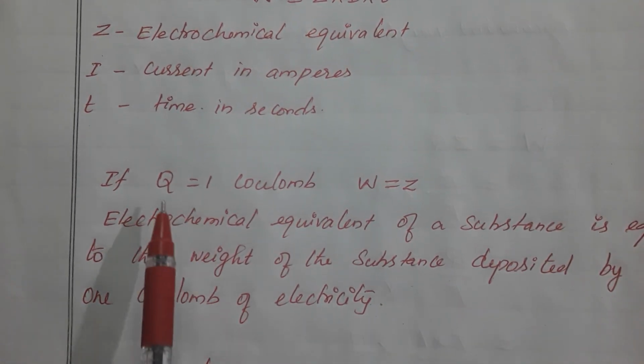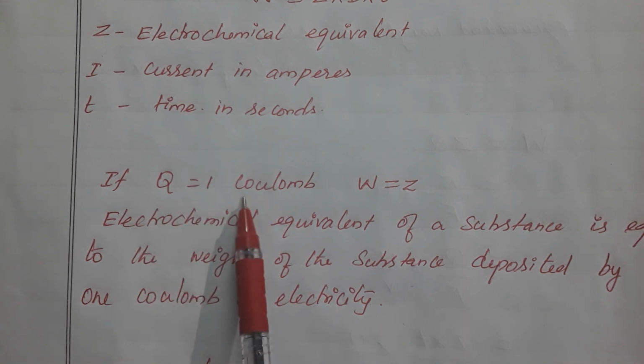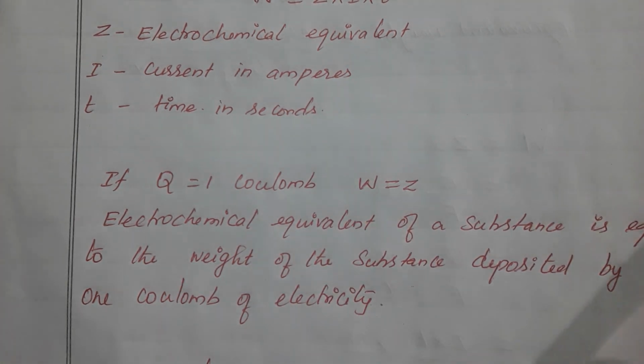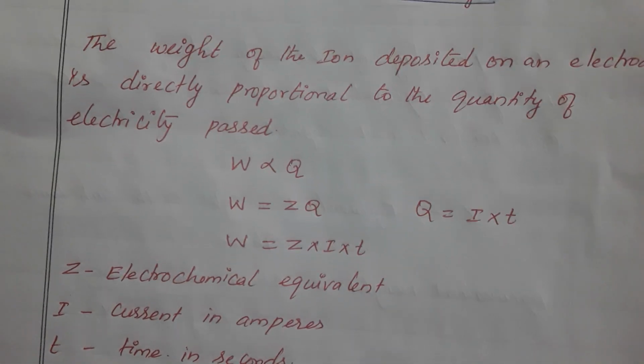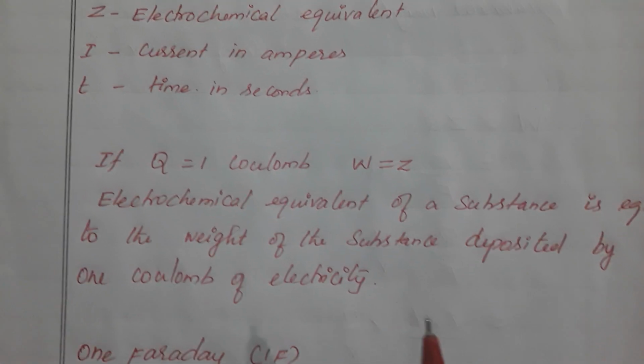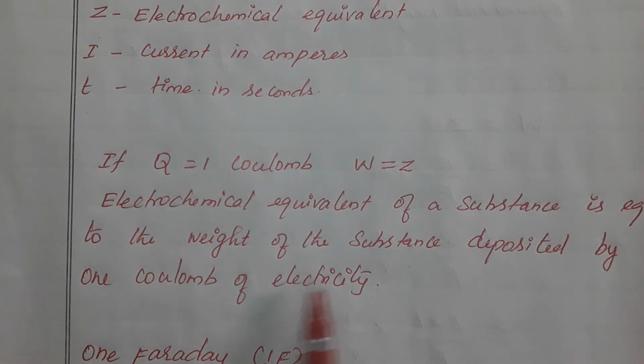Whenever Q equals 1 coulomb, then W equals Z. So we can define the electrochemical equivalent of a substance as the weight of the substance deposited by 1 coulomb of electricity. This is the definition for electrochemical equivalent.